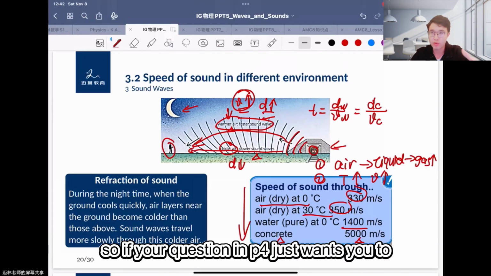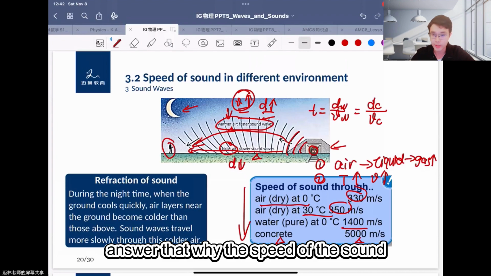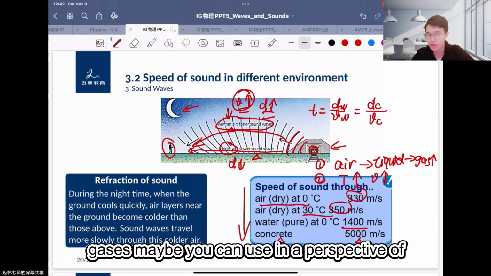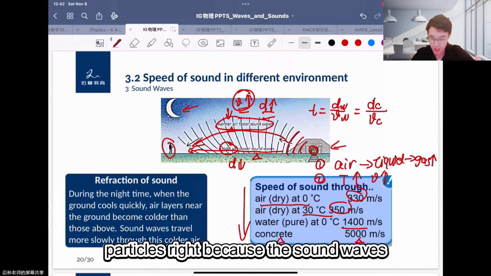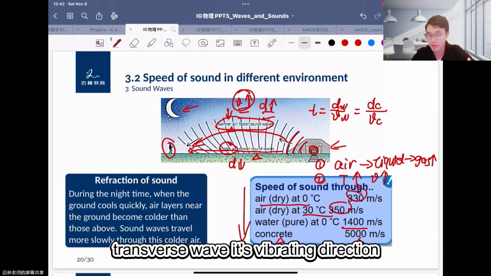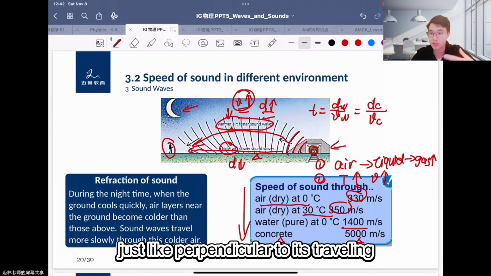So your question in P4 just wants you to answer why the speed of sound travels faster in solids, liquids and gases. Maybe you can use the perspective of particles, right? Because the sound waves need vibration to travel, right? It's just like a transverse wave, where the vibrating direction is perpendicular to its traveling direction, right?